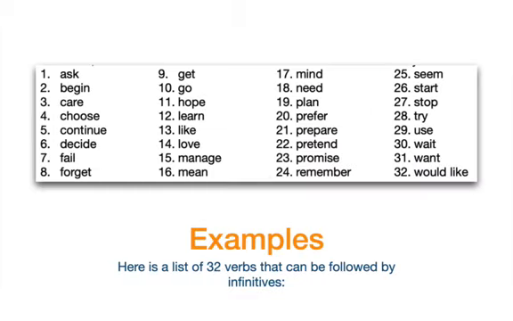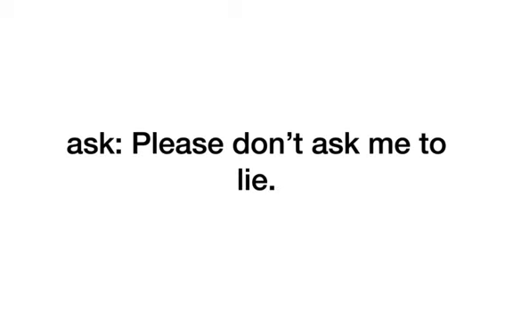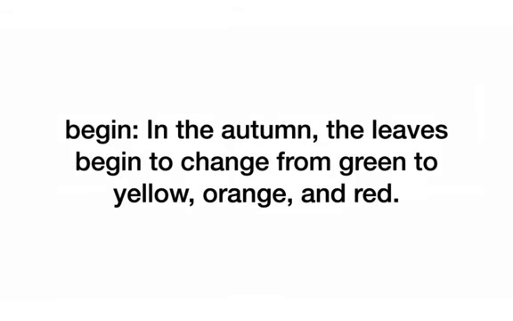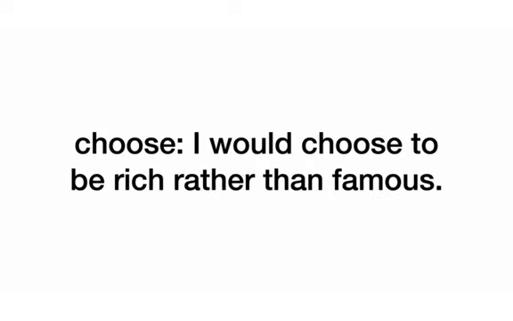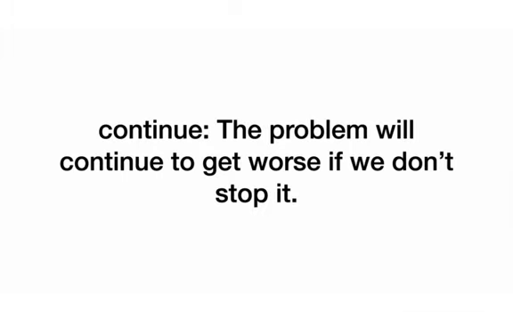Examples. Here is a list of 32 verbs that can be followed by infinitives. Ask: Please don't ask me to lie. Begin: In the autumn, the leaves begin to change from green to yellow, orange, and red. Care: I do not care to talk to you if you are rude. Choose: I would choose to be rich rather than famous. Continue: The problem will continue to get worse if we don't stop it.